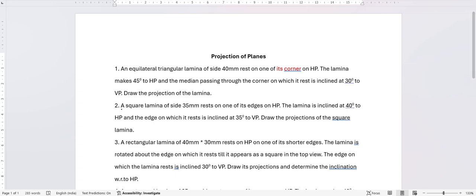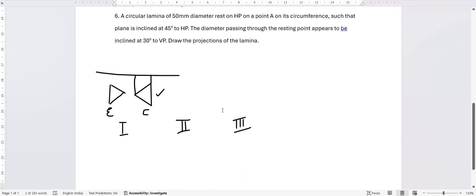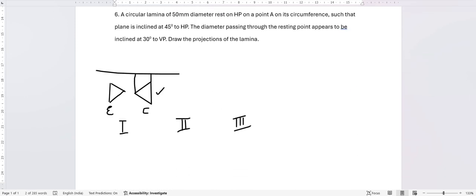So the second problem is a square lamina of 35 mm side resting on one of its edges. So square lamina resting on one of its edges means you have to follow the edge condition. So this one would be the edge condition and this one would be the projection you have to do. Apart from the XY line, VP and HP, you have to draw this. Okay, so this is the edge condition.